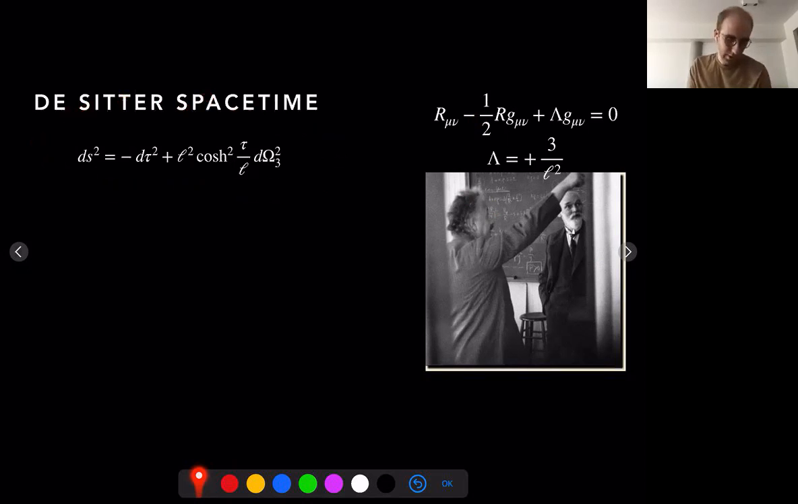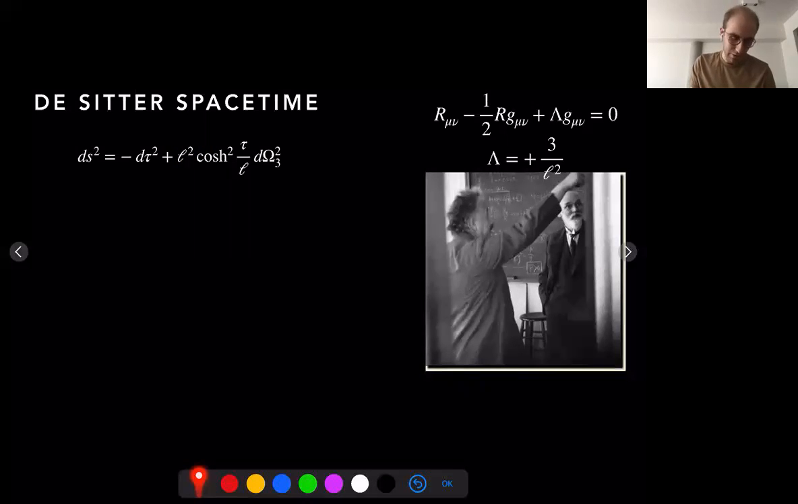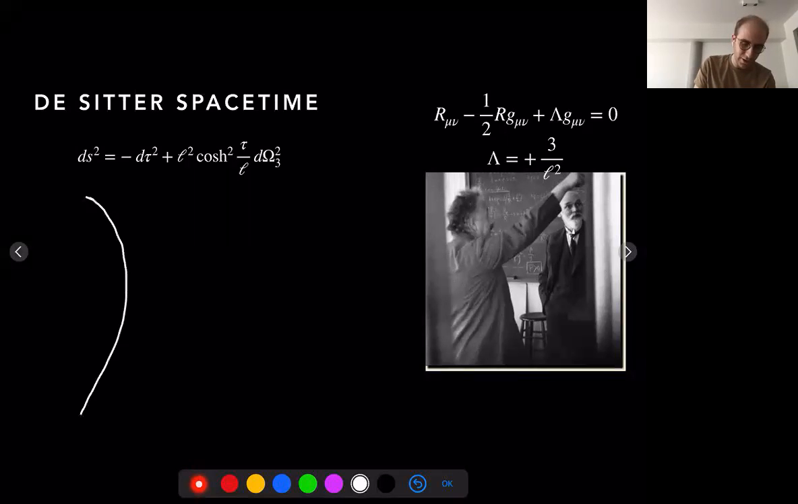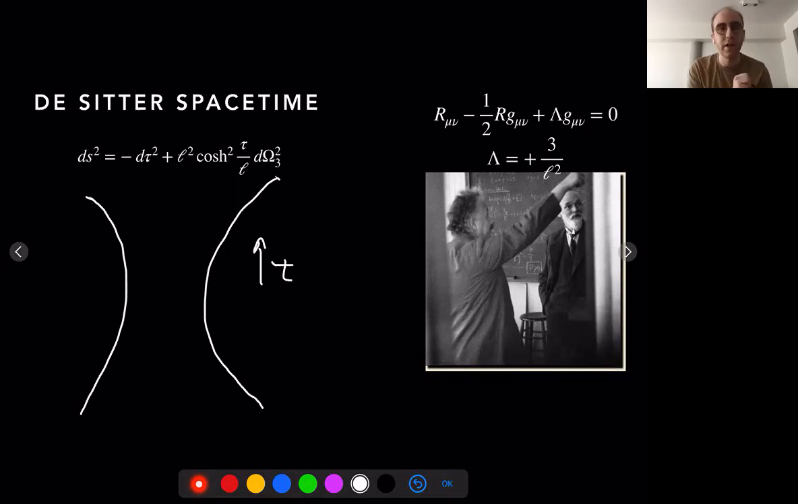So tau is our global time coordinate. There is this L squared here, some radius, say, and then we have a 3-sphere. So if we were to draw this spacetime, it will look like this. So this is the cosh over here, and tau will be growing like this, and each constant time slice will be a 3-sphere with a different radius that will grow.